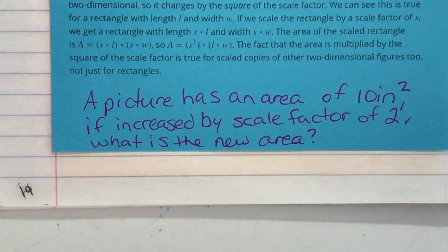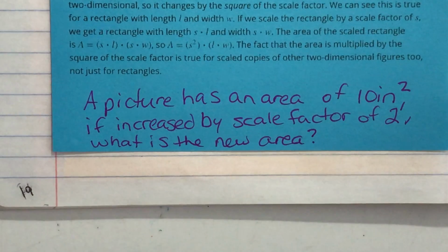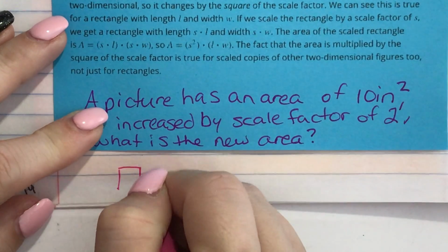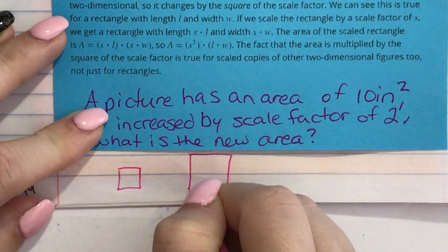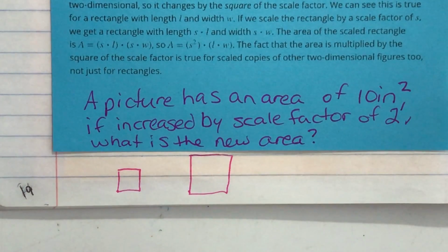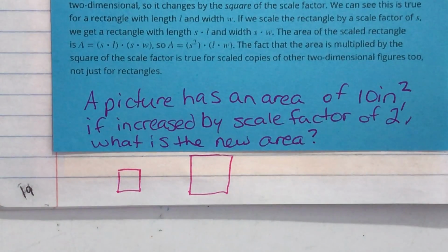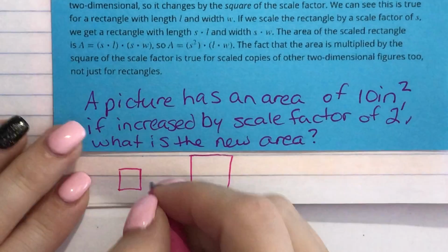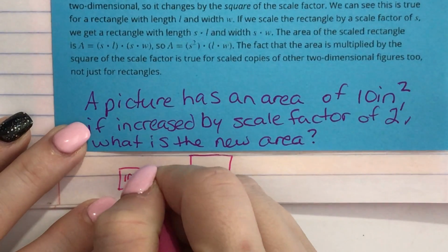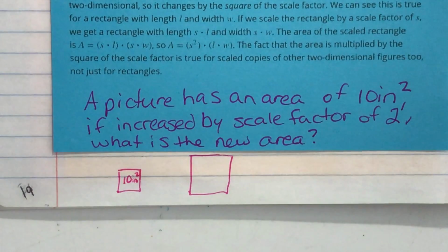All right, so number one, they didn't give us any side lengths, and they didn't give us a picture. So the first thing Ms. Steinman always does is draw a picture. So here's my original, here's the new one, okay? So the original they said was what area? You just wrote it. 10 inches squared. So I'm going to put 10 inches squared inside here.